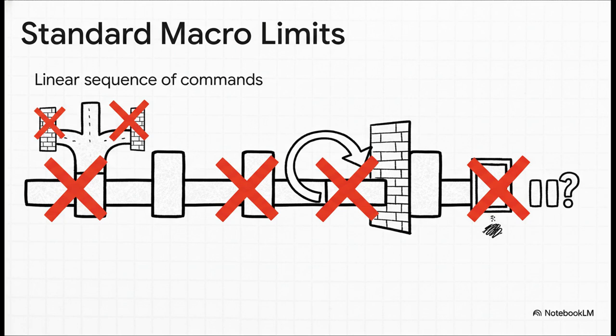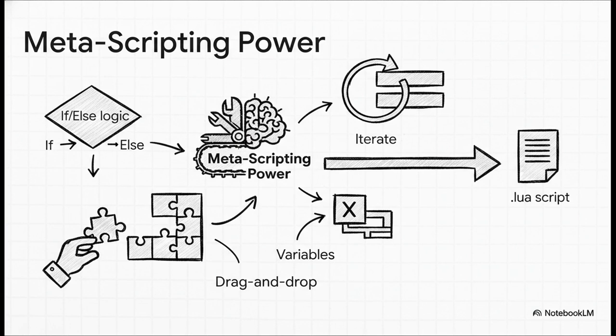They just run a straight line of commands. They can't make decisions. They can't loop through, say, 10 selected tracks and do something to each one. They can't store a value in a variable. And they definitely can't pause and ask you for input before they keep going. And this is where the meta-scripting tool comes in.